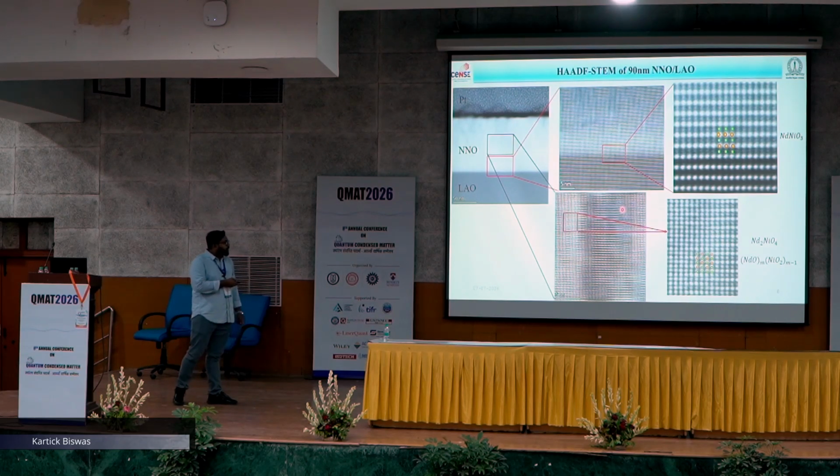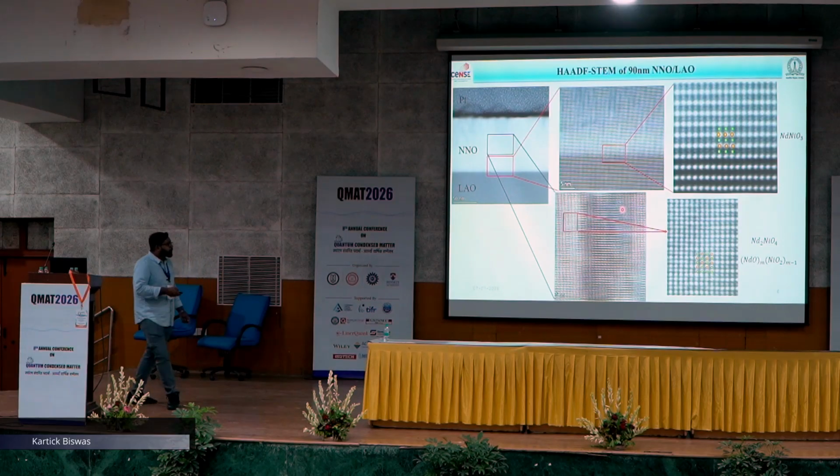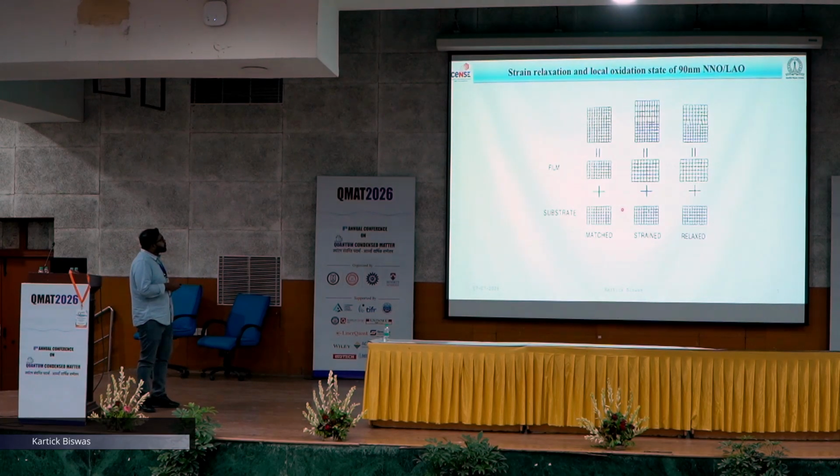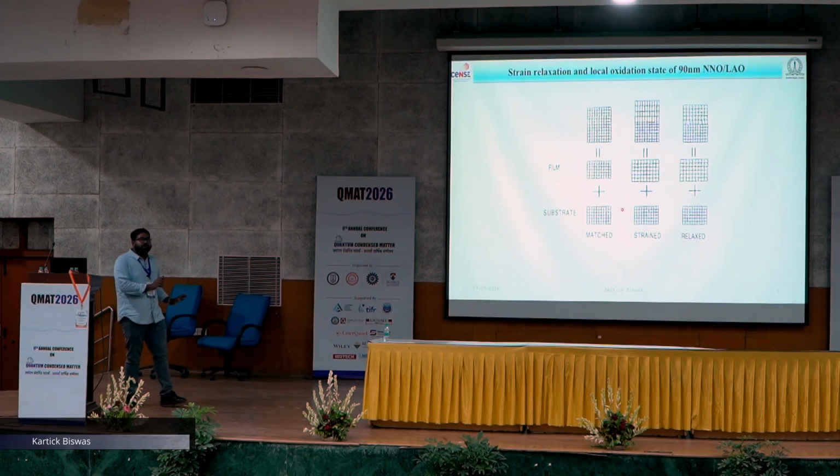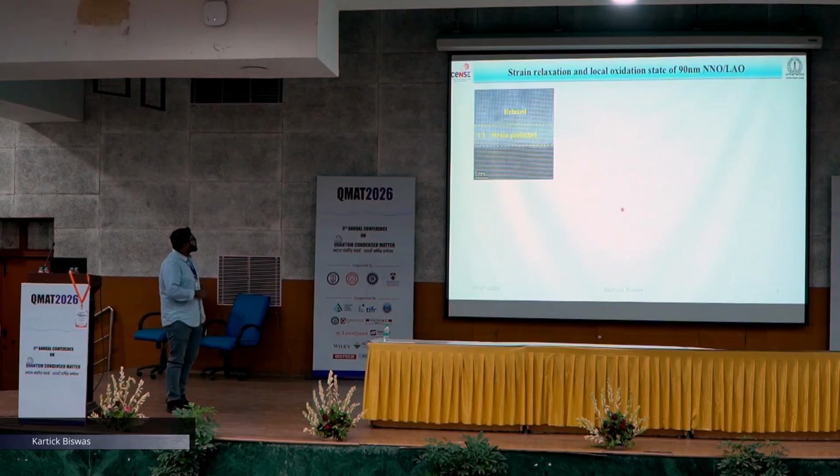Or this is an Nd(n+1)Ni(n)O(3n+1), which is the Ruddlesden-Popper phase, and a general formula. So we all know how this is. If we grow a film on a substrate, when it relaxes, it should go through some defects from the interface. But in our case, what happened? This is a normal relaxation. But in our case, see there is no defect up to a certain thickness, around 10 to 12 nanometer.